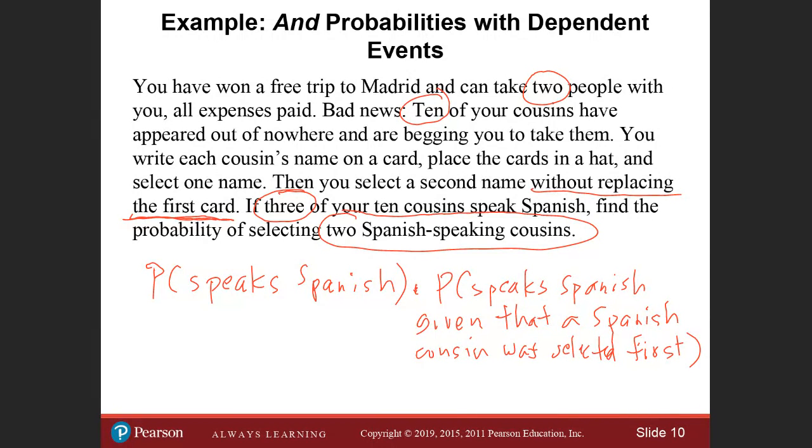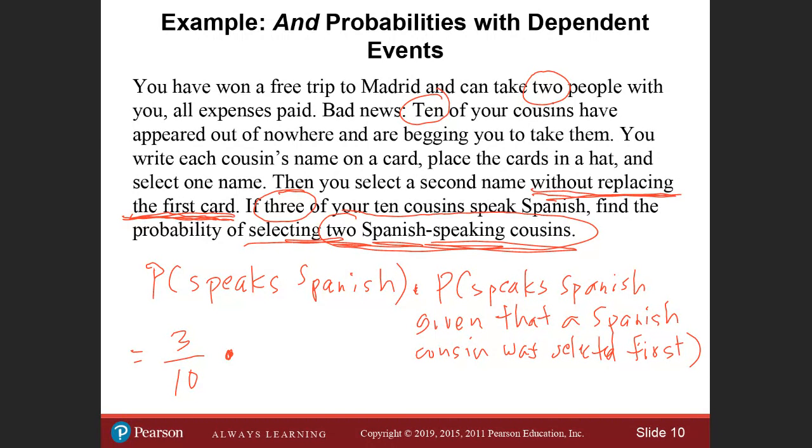Okay, so we'll be subtracting 1 from actually 3 out of 10. So the probability that we can select two Spanish speaking cousins would be 3 over 10 because we have 3 out of 10 cousins that we can select, times, for the second selection, remember it says without replacing the first card. So it means that we just have to subtract 1 for each.